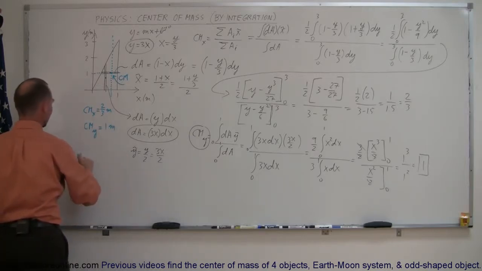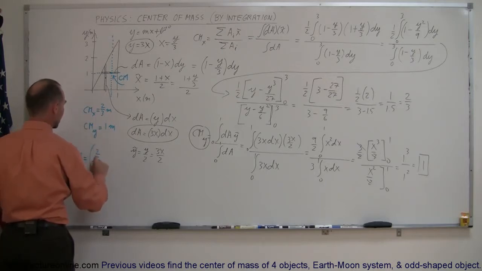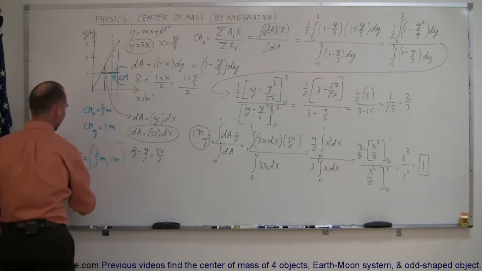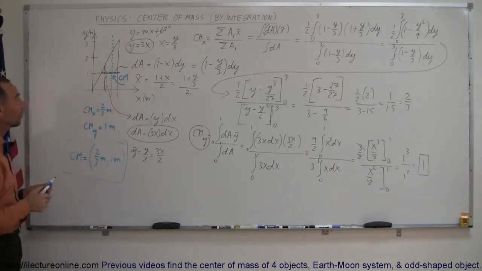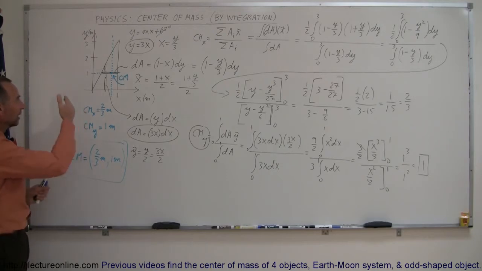And so the center mass can now be defined as, in the x direction, 2/3 meter, and in the y direction, 1 meter. And there's the answer to this problem. And that's how you find the center mass of an object, where you cannot just simply chop it into pieces and find the center mass of each individual piece, where you simply will have to integrate in the two directions to find the x and the y coordinate of the center of mass.